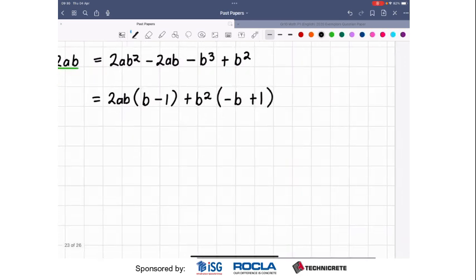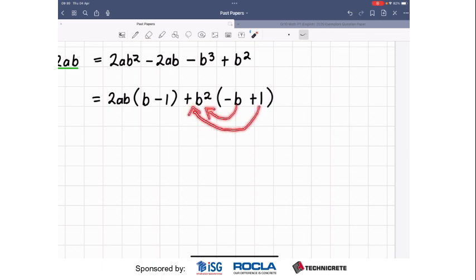Okay, and then I can see that these factors, these brackets here are not exactly the same. Right, so for this one I've got negative 1, but here I've got positive 1, and then for this one I've got positive b, and here I've got negative b. So I want them to look exactly the same. So what I can do here is take out a negative 1 from both of these factors, which would then make this sign negative, and then the b is going to be positive and the 1 is going to be negative, so that it matches this bracket.